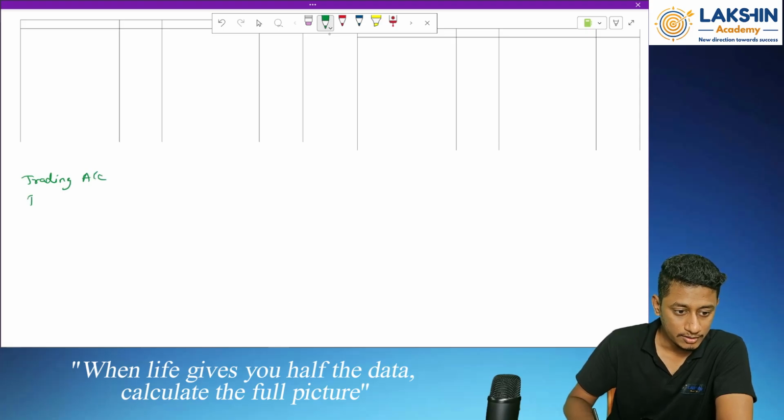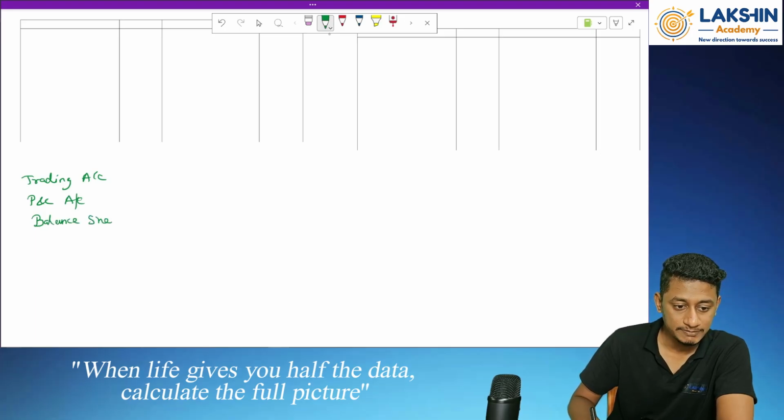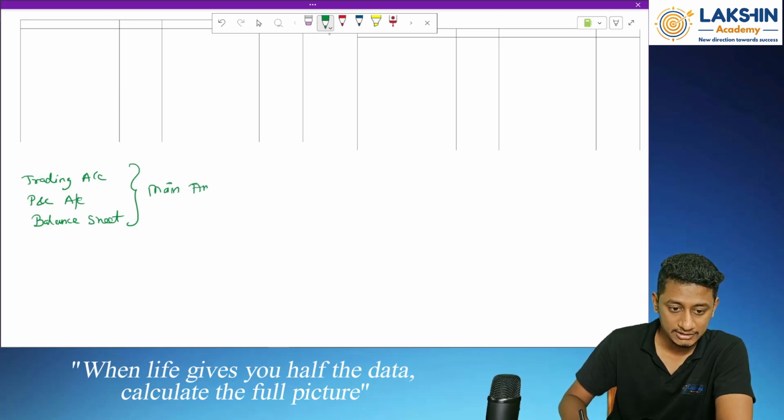Then your P&L account and your balance sheet. These are the answer that they expect. This is the main answer that they expect. This is my main body of the answer. Main answer.